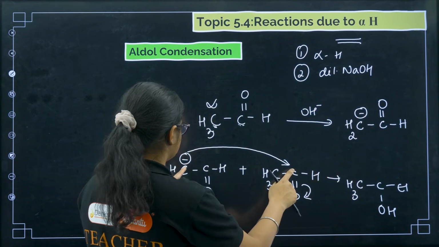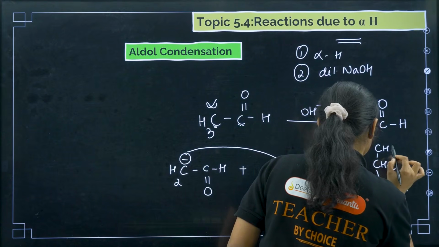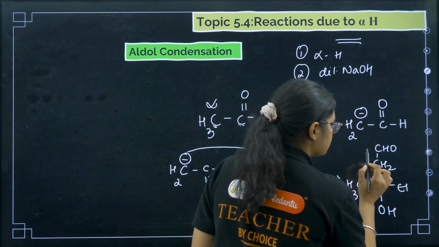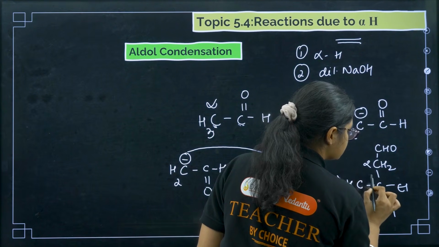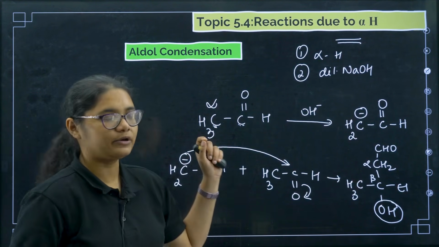Now what is attached to this one? CH2 and CHO. Okay, now what happens? You can see this one, this is alpha and this is beta, right? So we get a beta hydroxy compound during aldol reaction.